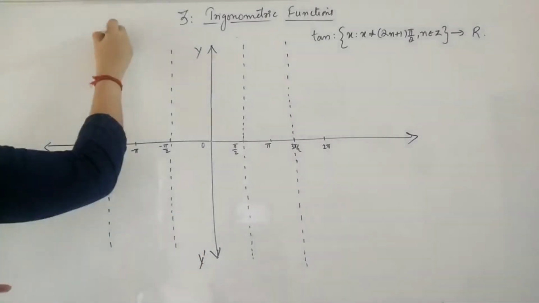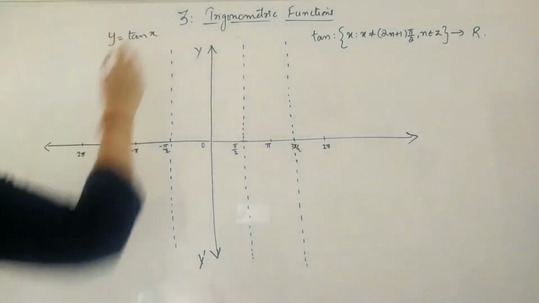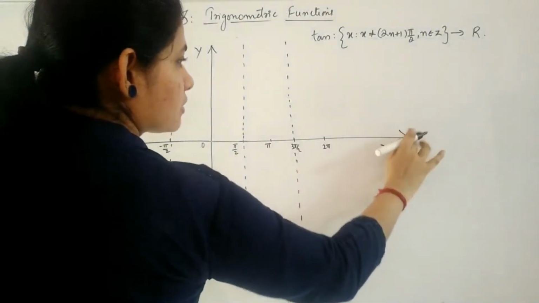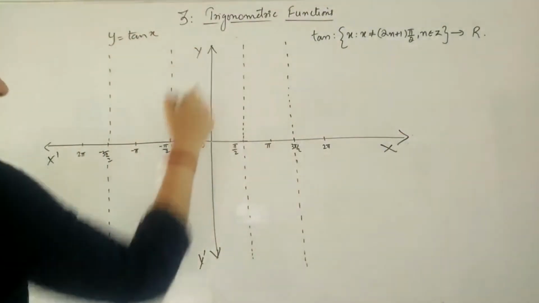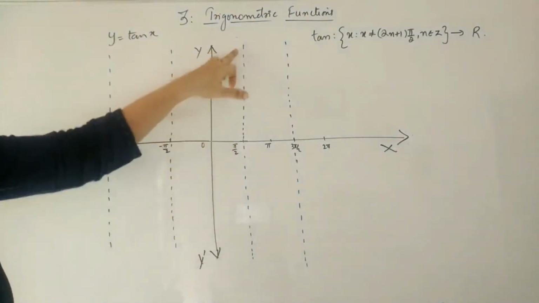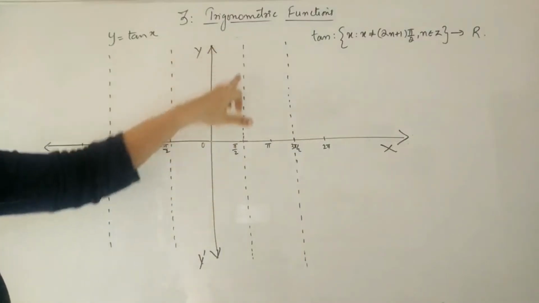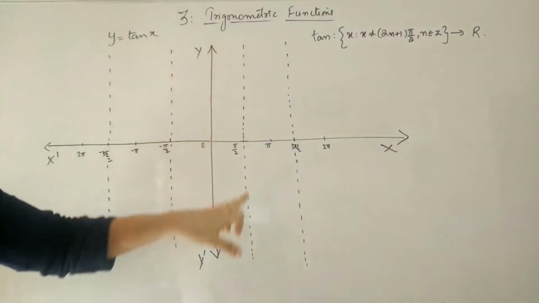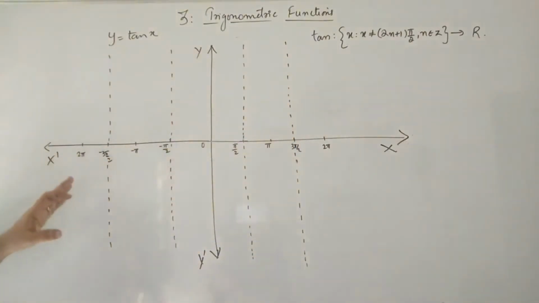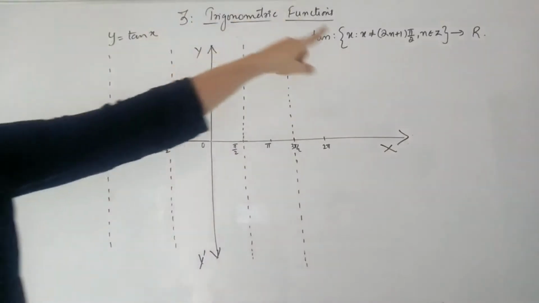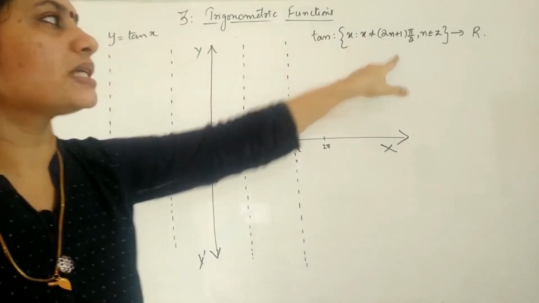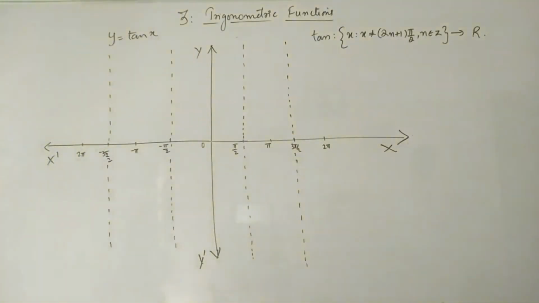Now for the graph y is equal to tan x, I have drawn x dash, y dash, and certain dotted lines have been placed. Over which line? This is your π by 2. So it is crossing π by 2, then it is crossing 3π by 2, minus π by 2, and minus 3π by 2. Now why have I put the dotted lines? Since the domain of tan is the set of all x such that x is not equal to (2n+1) into π by 2. That means it is odd multiple of π by 2.